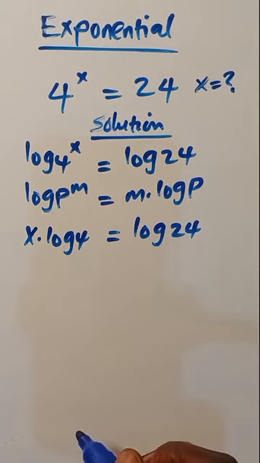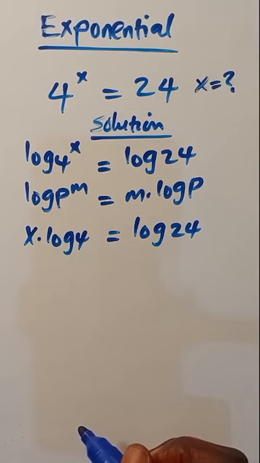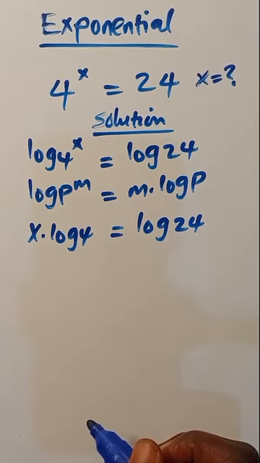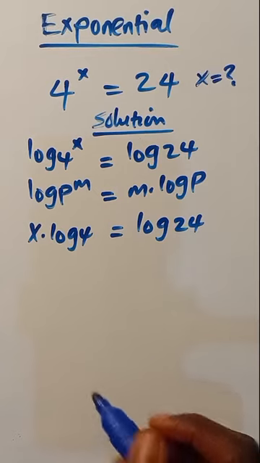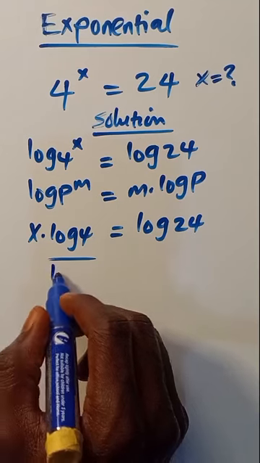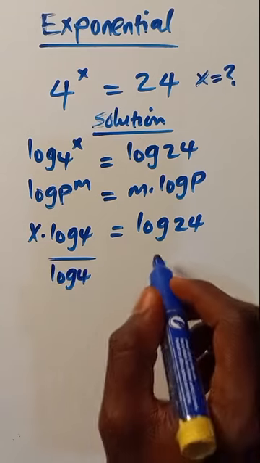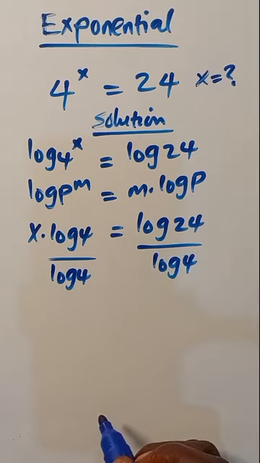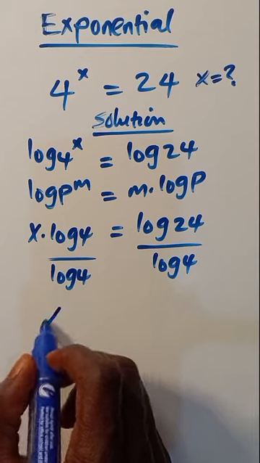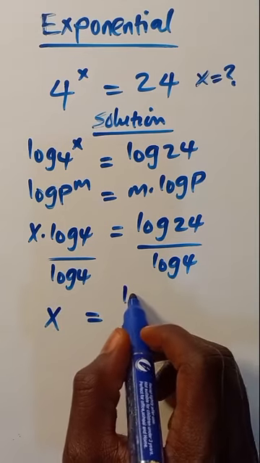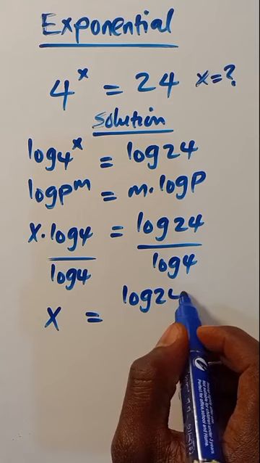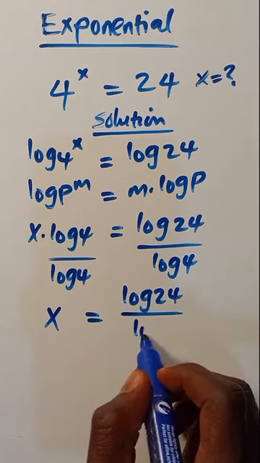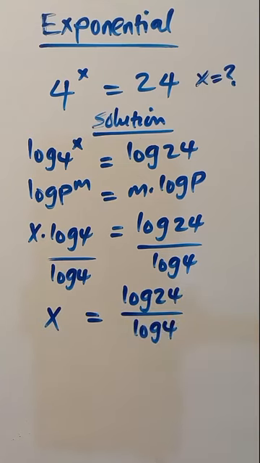So we need to divide both sides by the coefficient of x, which is log 4. So from here, this cancels out this, and we have x equals log 24 over log 4.